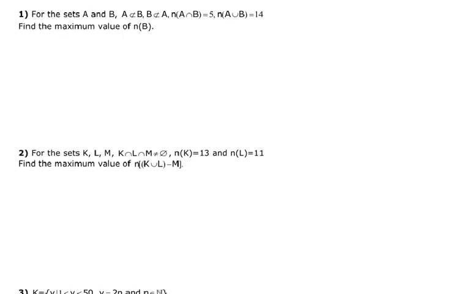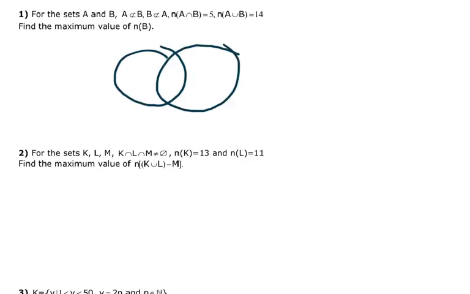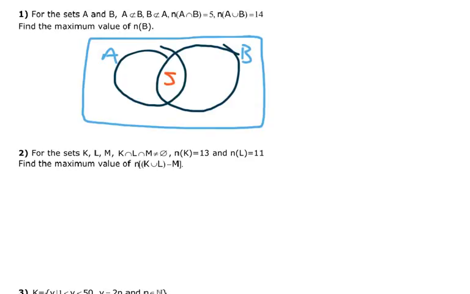Question 1. For the sets A and B, A is not a subset of B, and B is not a subset of A. The number of elements in the intersection of A and B is 5, and the number of elements of A union B is 14. If we want the maximum in B, we could put the remaining 9 elements in this part here, so the total in B is 14.